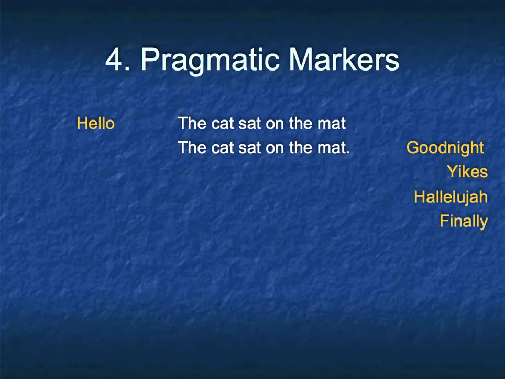Here are some more pragmatic particles. Hello, the cat sat on the mat. Good night. The cat sat on the mat. Yikes. The cat sat on the mat. Finally. Okay, so notice those different pragmatic markers reveal different speaker meanings. Sometimes the speaker is happy, sometimes the speaker is upset about the fact that the cat sat on the mat.